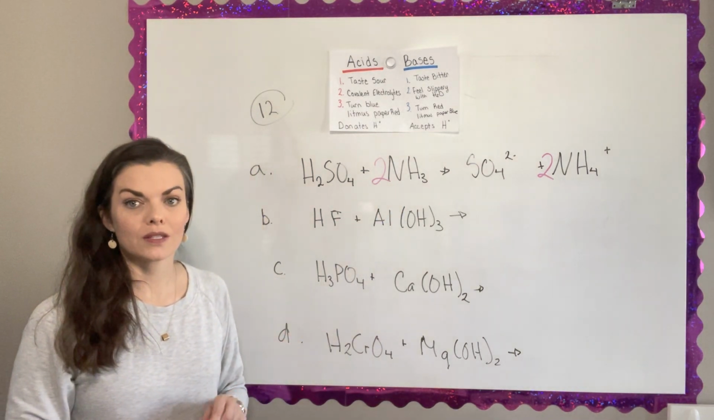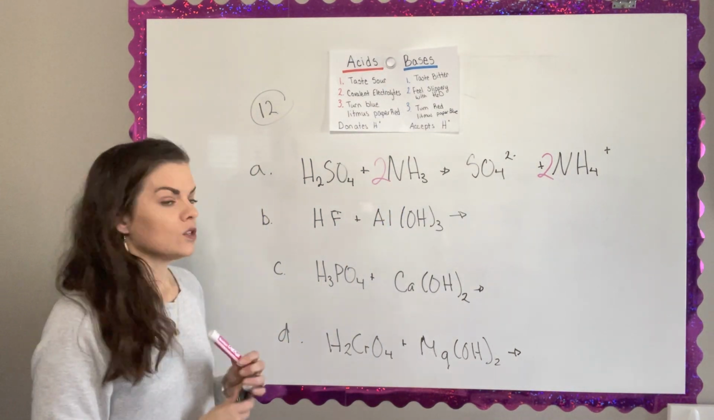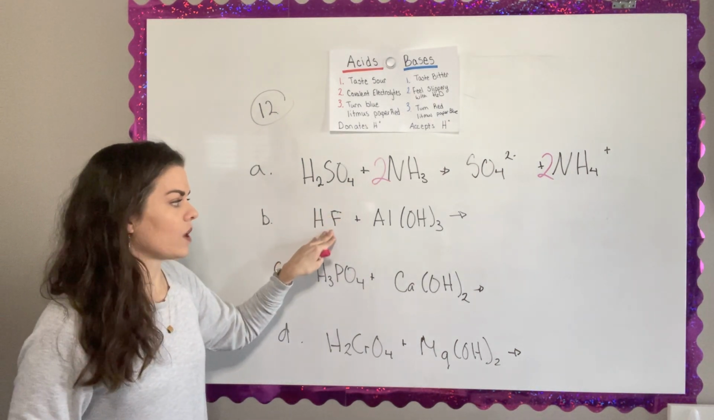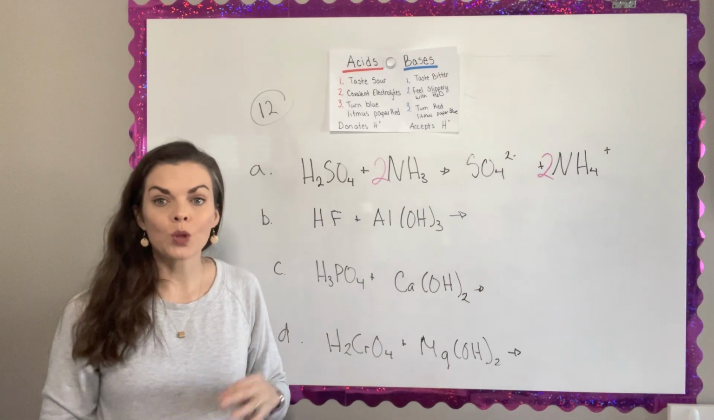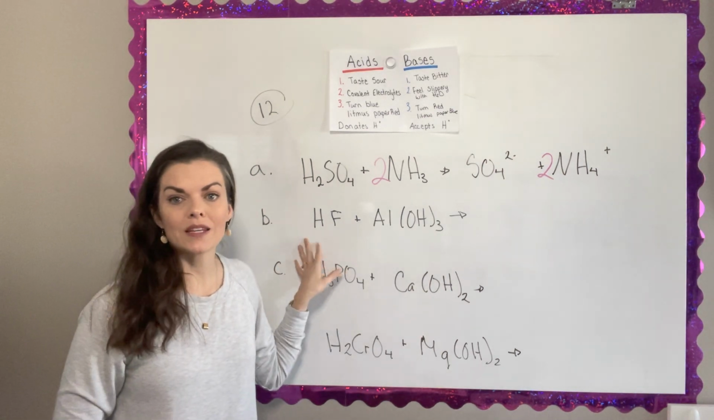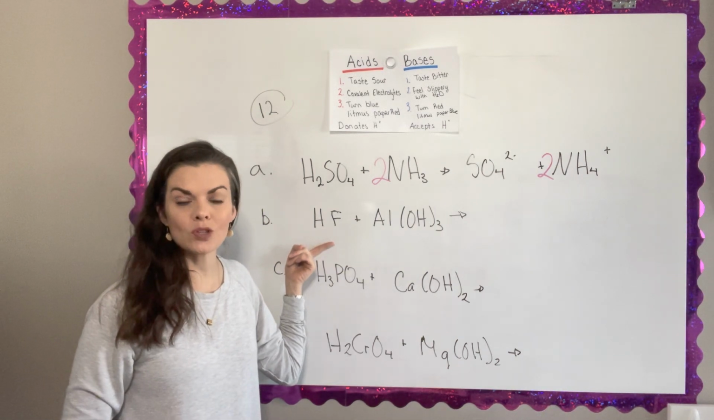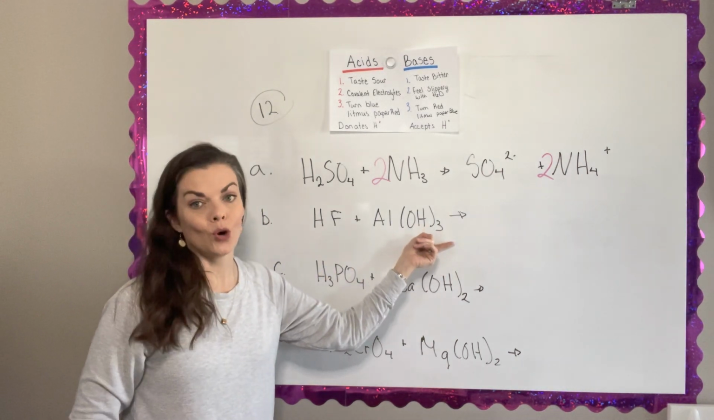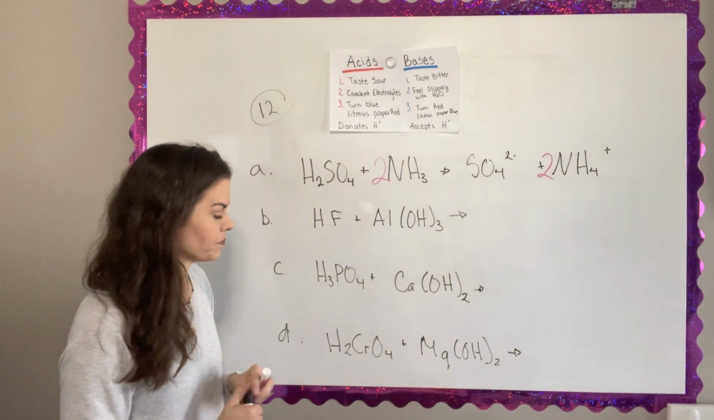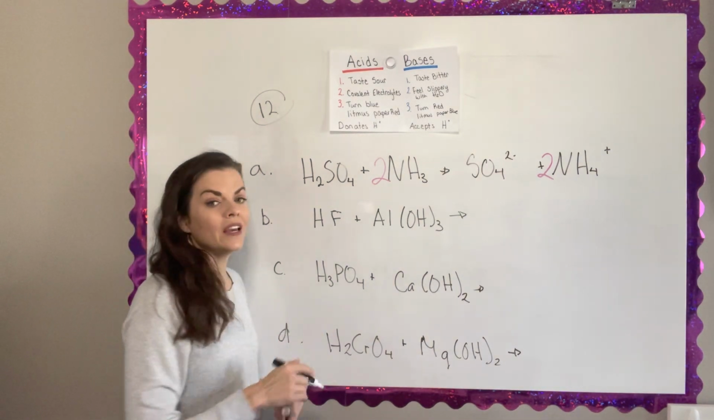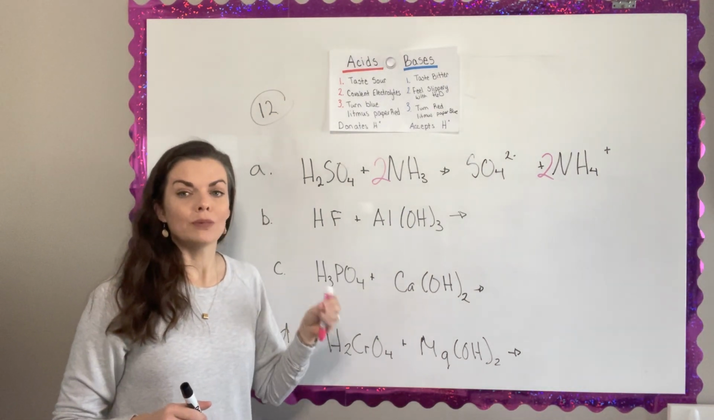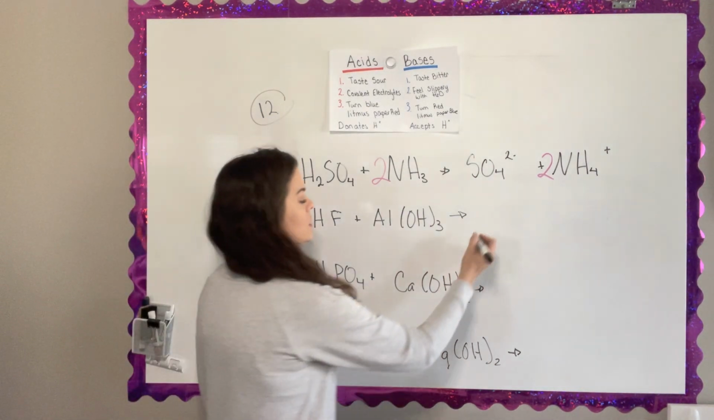So for letter B, you're taking HF, which is your acid, and you're reacting it with aluminum hydroxide. It's very easy to figure out what's the acid and the base because the acid has an H in the beginning and the base has an OH on it. So let's combine them and see what we get. If you remember, in these types of reactions, you're producing a salt plus water. And so water's the easy product.